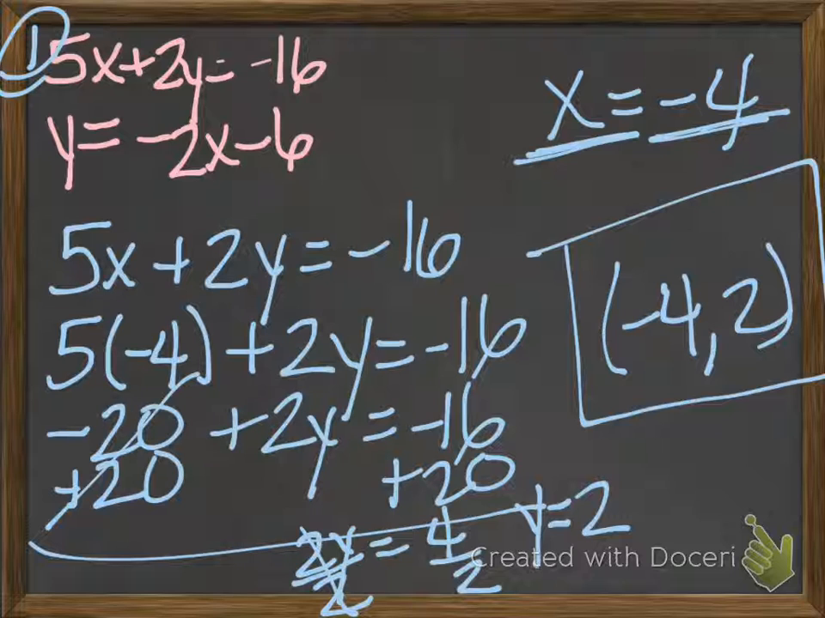Eventually we're going to graph these things. And when we solve systems by graphing, this will be our answer. It will be an ordered pair. Okay? So it's all going to connect together. Just bear with us for a little while. Okay? And so this is how we solve systems using substitution.